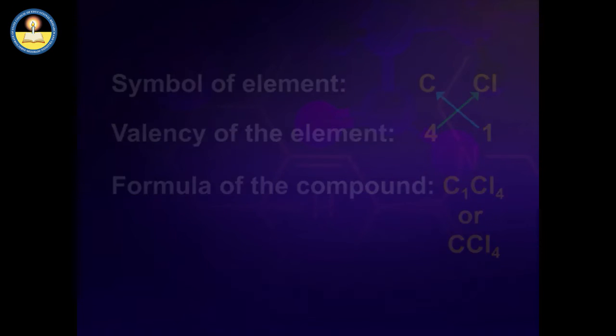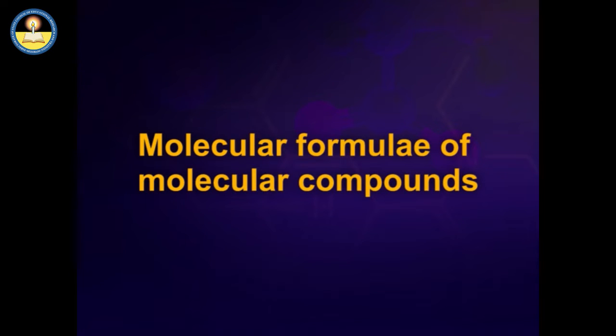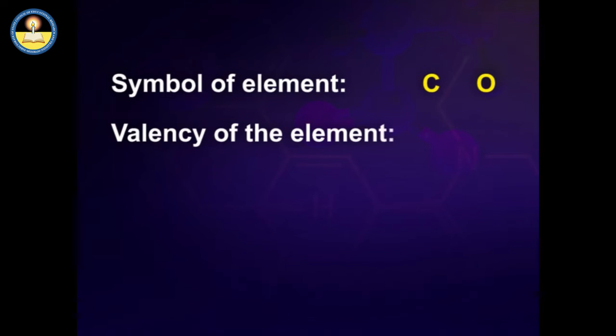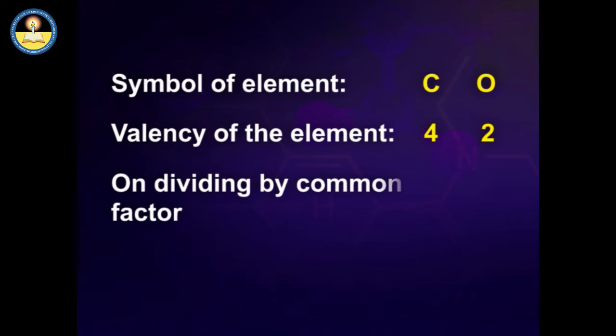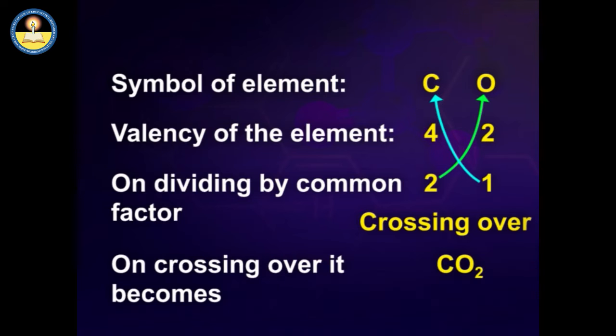Let us discuss a few more examples of writing molecular formulae of molecular compounds. Symbol of element C and O. Valency of the element 4 and 2. On dividing by common factor, 2 and 1. Crossing over. On crossing over, we get CO2.